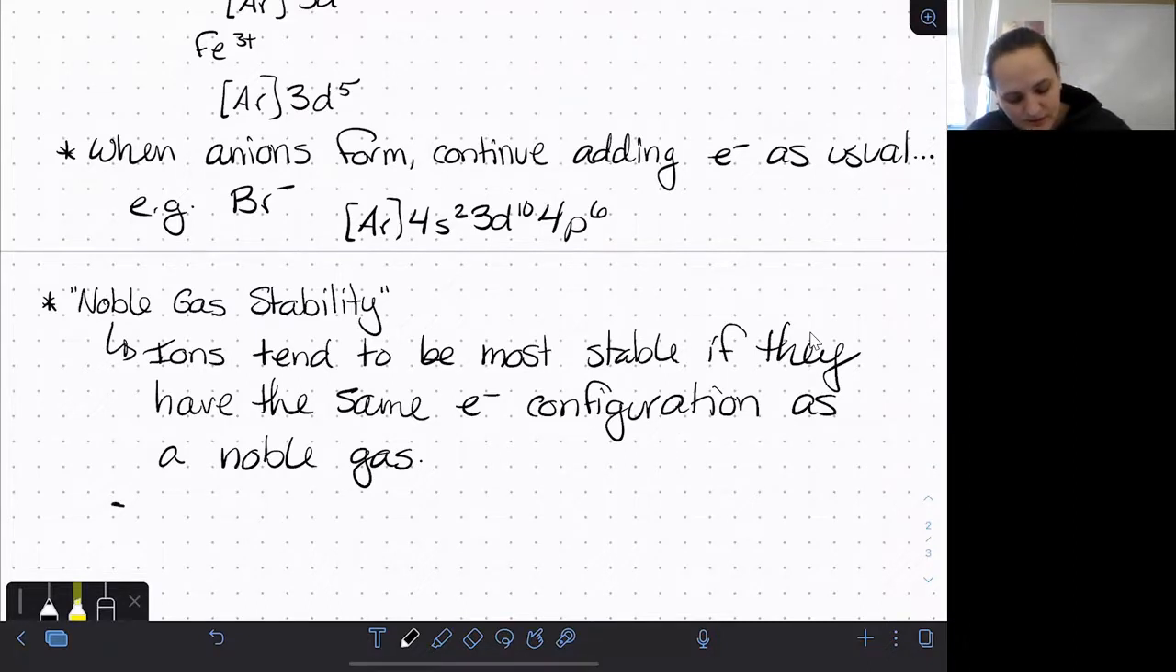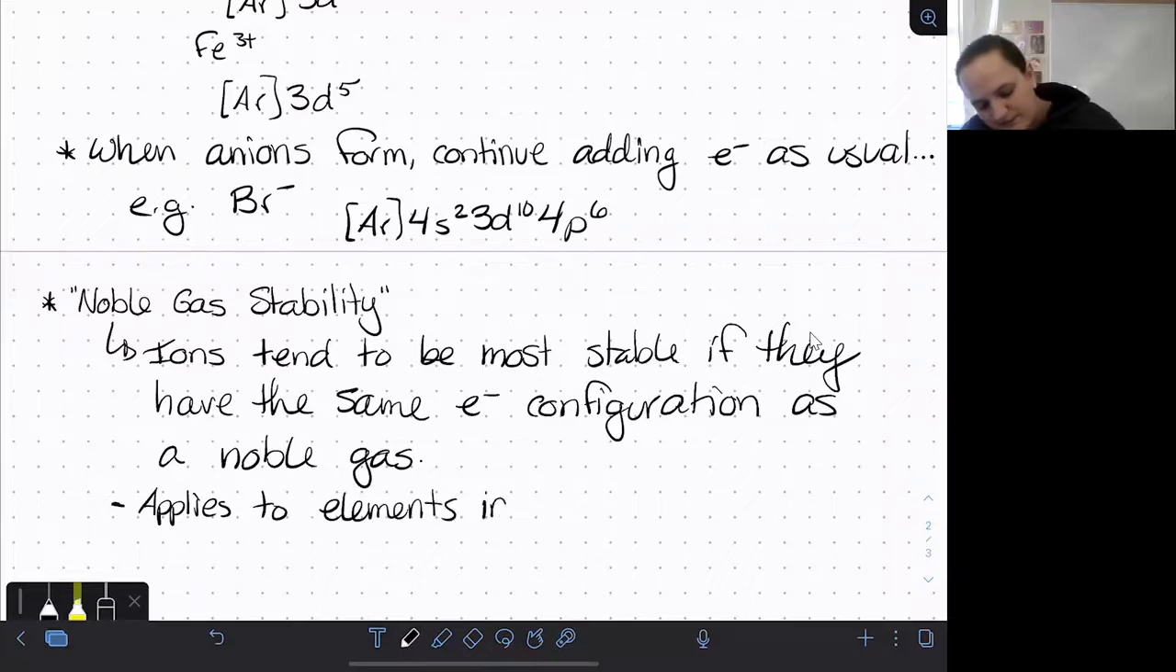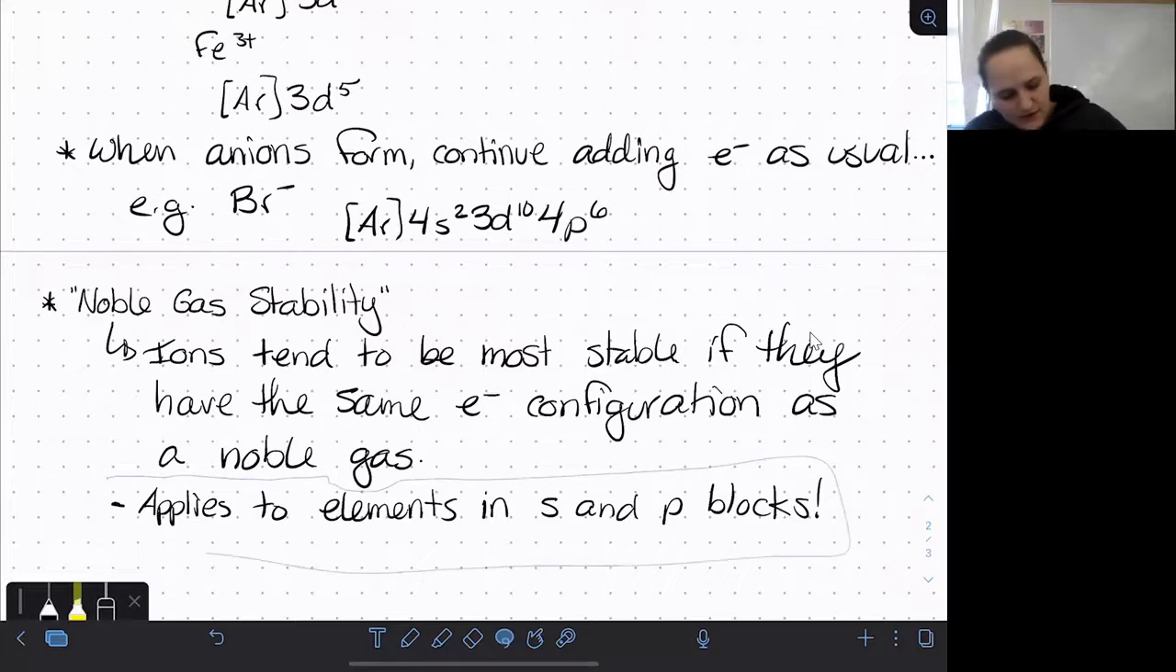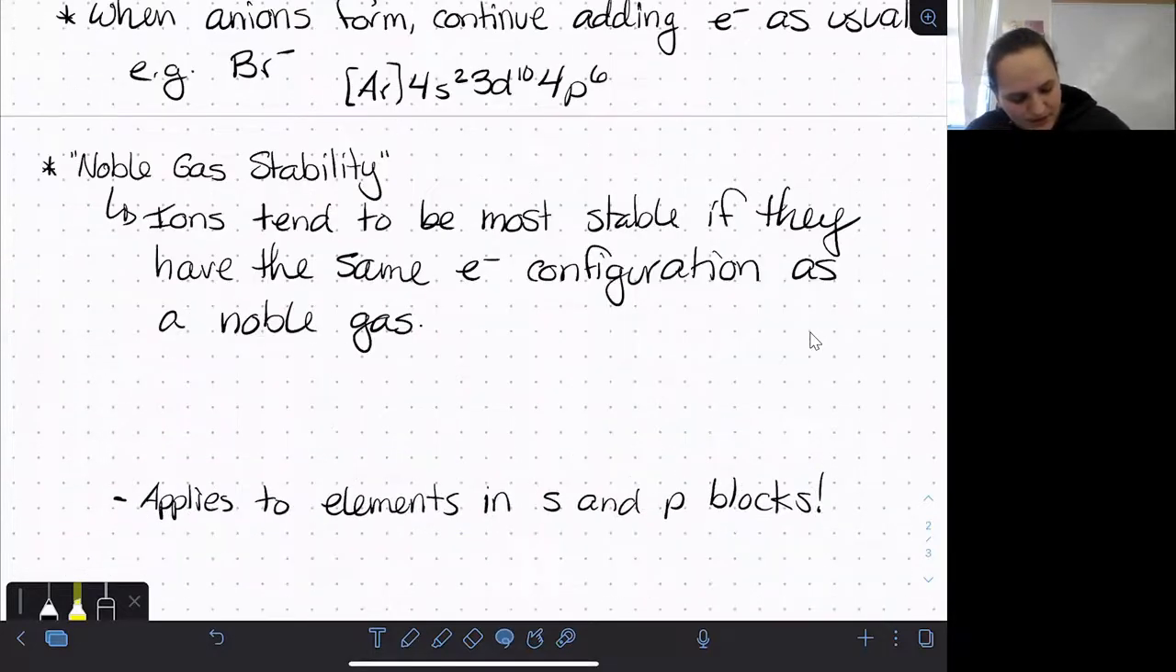And this generally applies to elements in the S and P blocks. Elements in the D and F blocks can have stable ions that are not the same configuration as a noble gas. Also, before I get any further, I need to interject a vocabulary word.